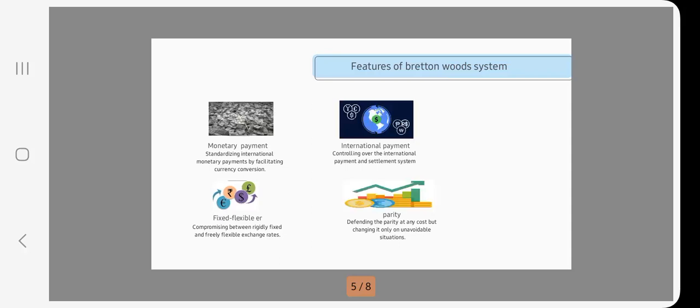The next feature talks about the flexible and fixed exchange rate. The Bretton Woods system helped in compromising between rigidly fixed and freely flexible exchange rates. Lastly, we can see that the Bretton Woods system was defending the parity at any cost, but changing it only in unavoidable situations.